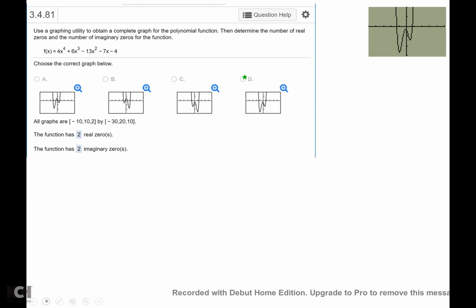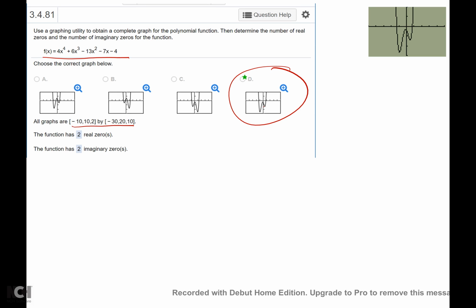Alright, it says use a graphing utility to obtain a complete graph for the polynomial function and determine the number of real zeros and the number of imaginary zeros. Okay, so you type this in the graphing calculator and you use your window so that you get the picture to match right. So it's that picture.